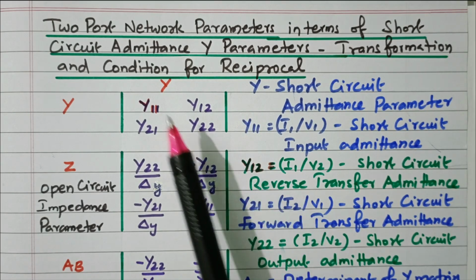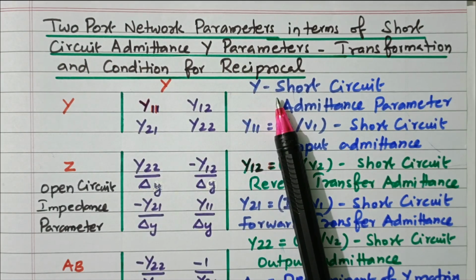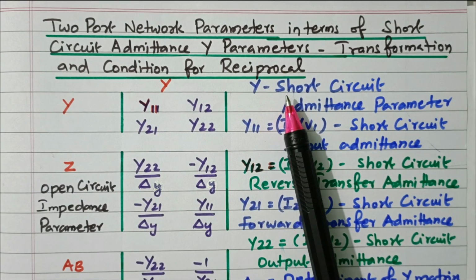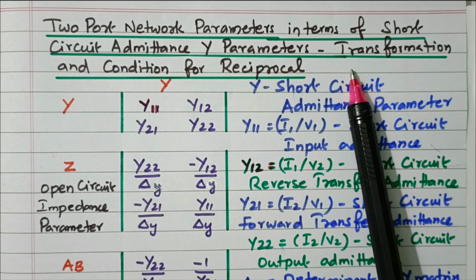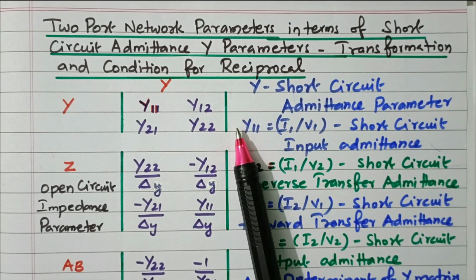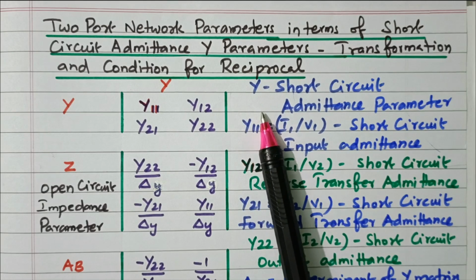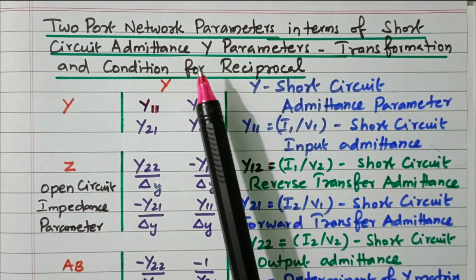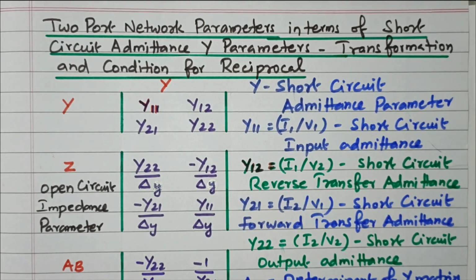Reciprocal. Now we'll go to the topic. In a two-port network, various parameters are available. There are 6 parameters available. In this video, we are going to see how to transform from one parameter to another parameter and the condition for reciprocal. Here we are considering the Y parameter, short circuit admittance Y parameter. The remaining 5 parameters we are going to express in terms of the Y parameter. Now we'll see this one by one.